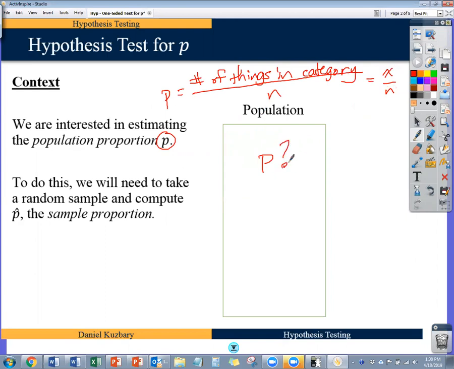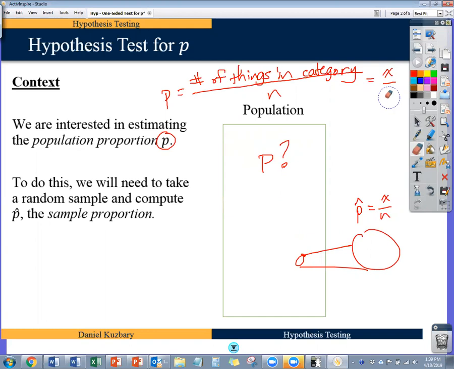And we want to estimate this thing, and we don't know what it is. We don't have all the population data. So what we're going to do is take a random sample from this population. We can't compute p, but we can compute p hat, which is the sample proportion, found in the exact same way, where you take the number of people in your category and divide that number by the sample size.